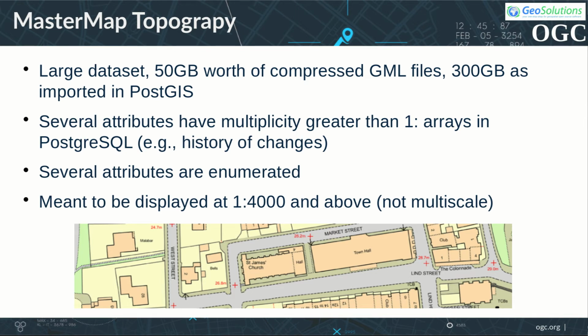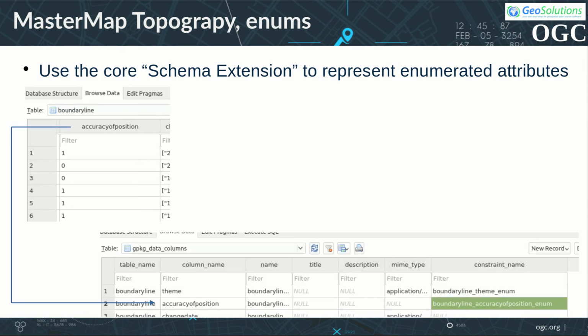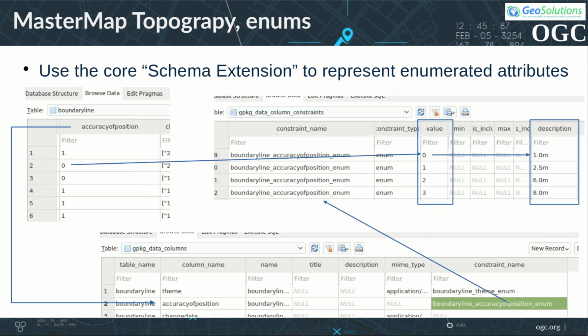Several attributes are enumerated. Also, several have a multiplicity greater than 1 and are represented as arrays of values. In order to reduce the size of the GeoPackage, enumerated attributes have been represented as integers, using the core schema extension to associate each number to a value. In this example, the accuracy of position values are represented as integers. The field is, however, associated to a constraint in the data column table. The constraint provides human-readable values for each of the numbers.